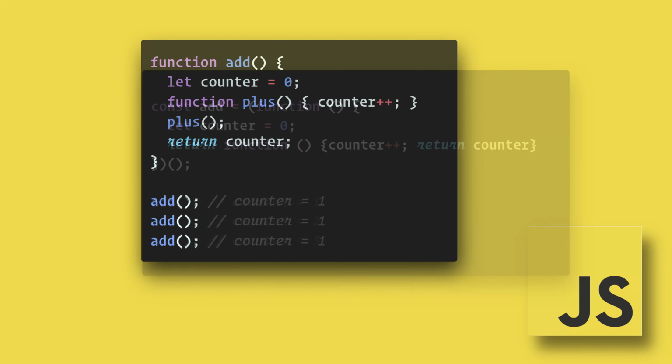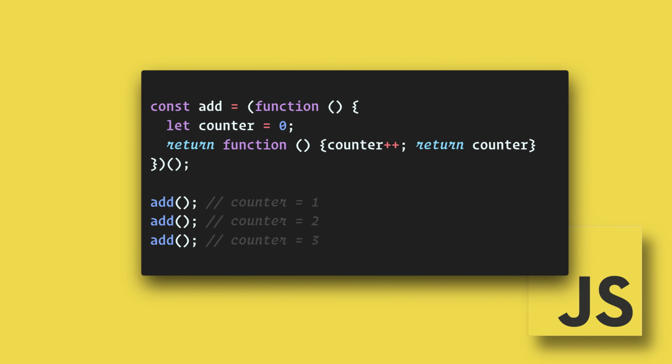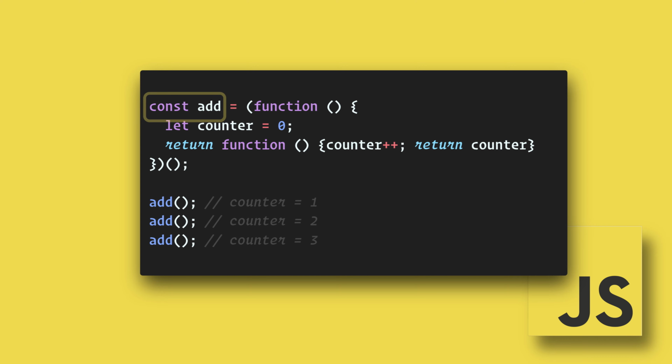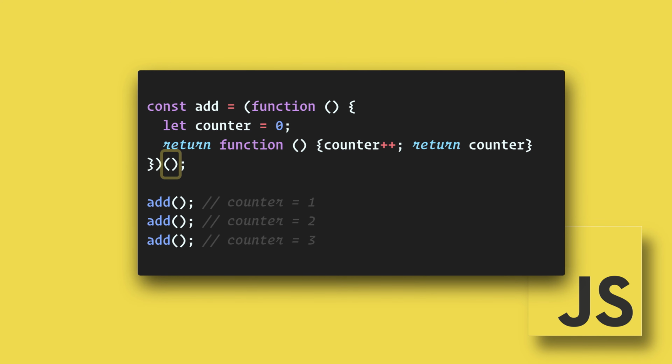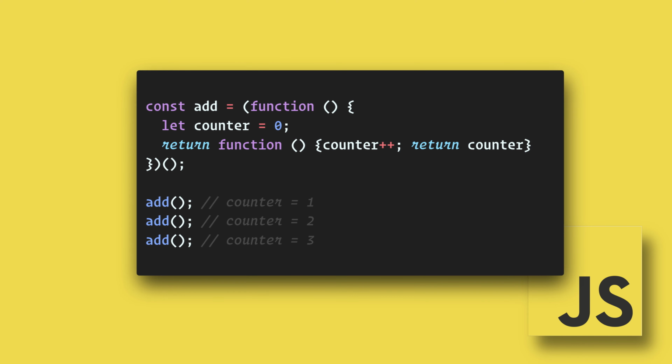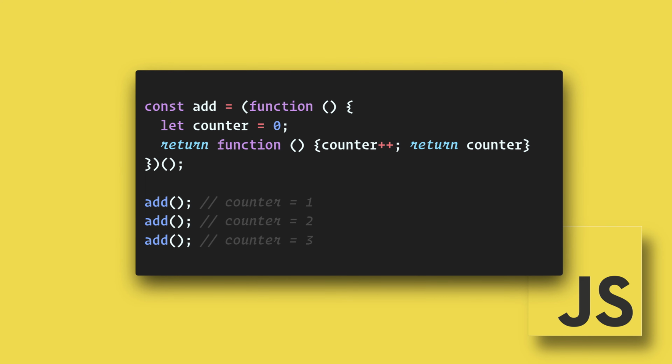This is where self-invoked functions come in handy. We'll change this into the variable add and define it as a self-invoked function by adding the parentheses at the end. Because of this, the function will only run once, resetting the counter to 0 and returning a function expression.